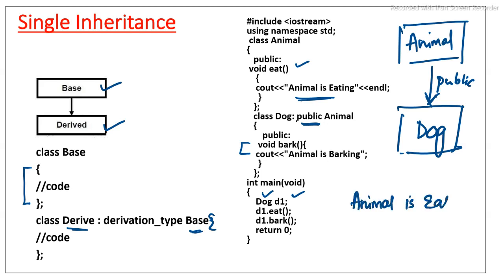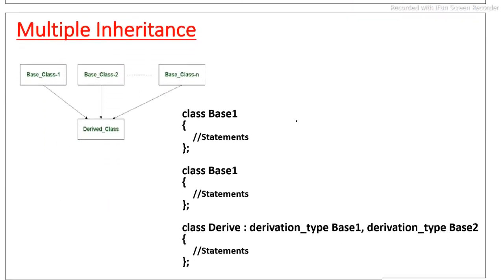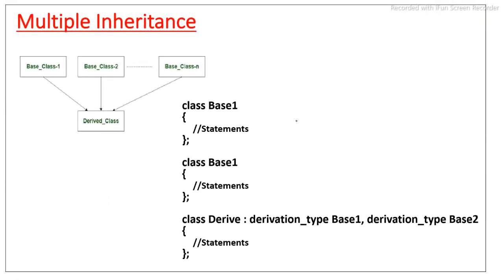And secondly, when the bark function, which is also a public member function present in the derived class dog, is invoked by d1 dot bark, it will display animal is barking. So this is a simple example for single inheritance. Second type of inheritance is multiple inheritance.